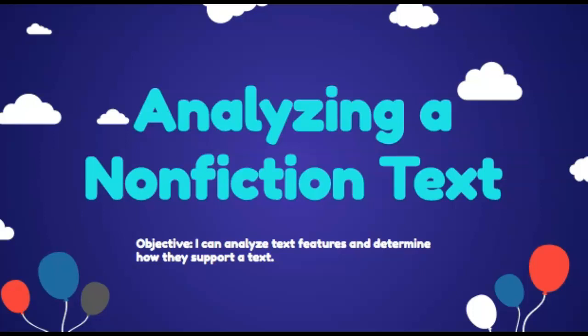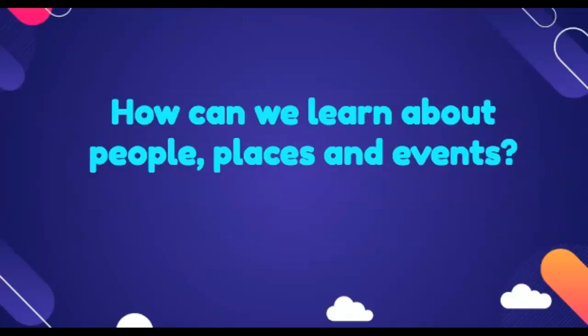Today we're going to analyze text features and determine how they support a text. How can we learn about people, places, and events? Before we begin our first cross-curricular unit, we first must learn about the importance of investigating and exploring resources that will help us understand our history.